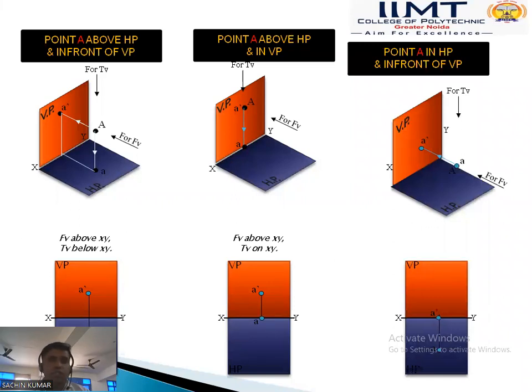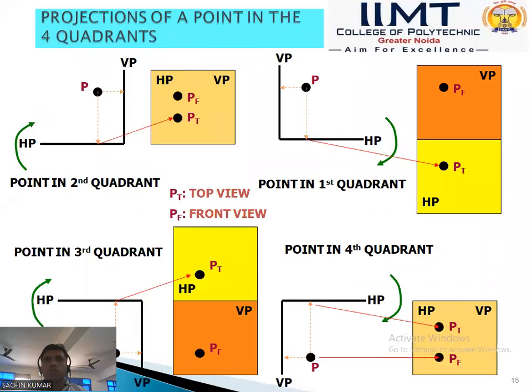If we see in front view, the projection of point A goes to the XY line. And in the previous case we discussed, if point A lies in the vertical plane and we see that point in top view, this projection goes to the XY line. So this is a basic difference. So how do we draw this object on a drawing sheet?